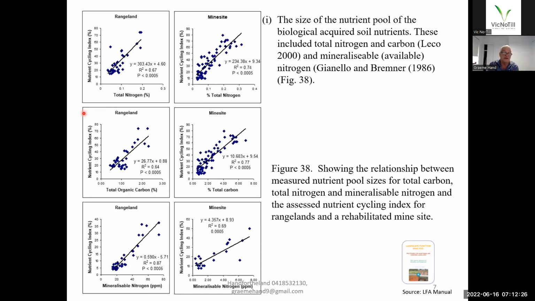And what they show is that as you increase that nutrient cycling index, so increasing perennial grass basal area, decomposing litter, and surface roughness, you increase total organic carbon. Now, some people can't reproduce that, but when I look at the way they sampled, they don't sample total organic carbon like David Tongway did.